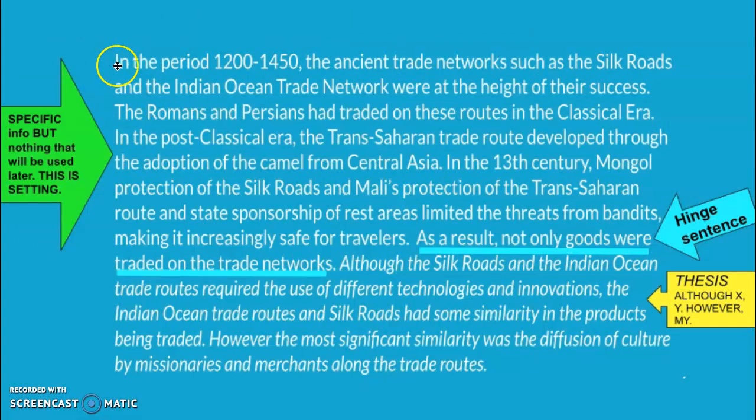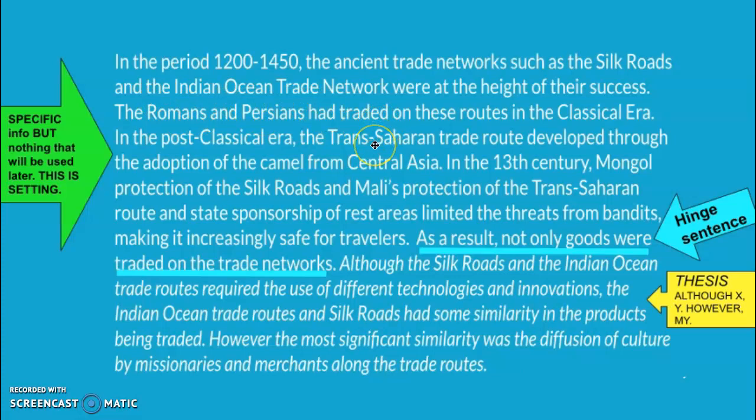So starting within the period 1200 to 1450, all the way to increasingly safe for travelers, or rather on the trade networks, that is your contextualization and that would get the point. A couple of reasons for that. It is a little bit more specific. It tells us that the Romans and Persians had already been trading on these trade routes.